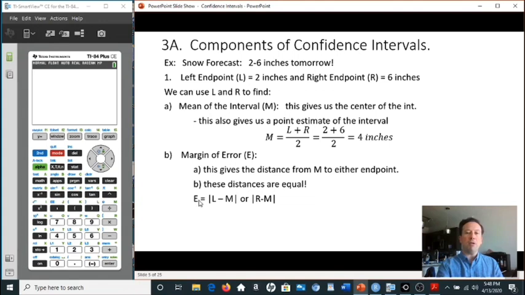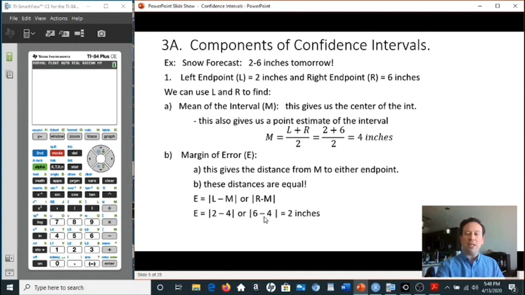So the margin of error is E. How do you find the distance between two numbers? You subtract them and take the absolute value so that it's a positive distance. So you take the left endpoint and the center and subtract, or the right endpoint and the center and subtract. Take the absolute value and you get a positive value. So notice here, if you take the left, which is, remember, the 2 inches, and the middle is 4, the absolute value of -2 is 2. But also, if you do the right endpoint minus the center, that's also 2 inches.